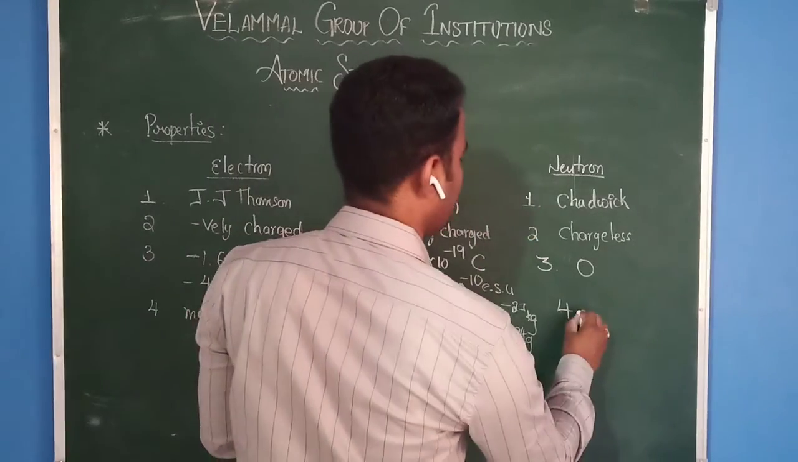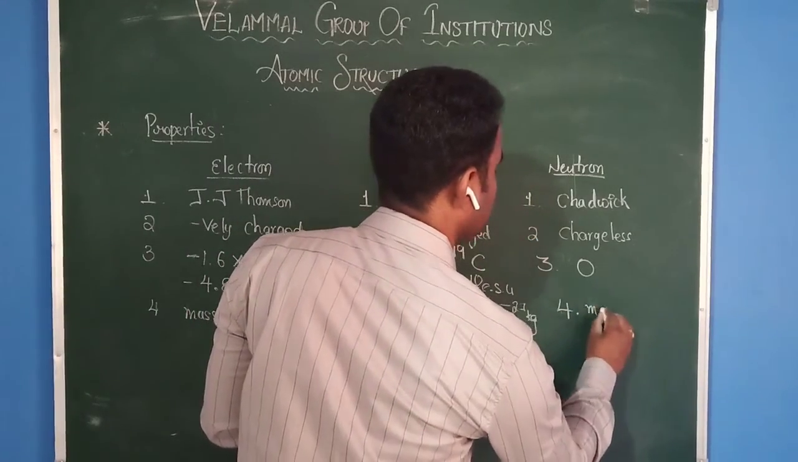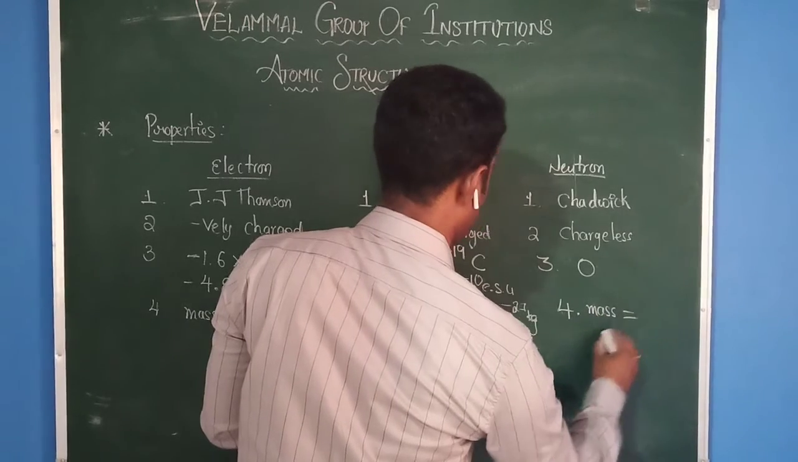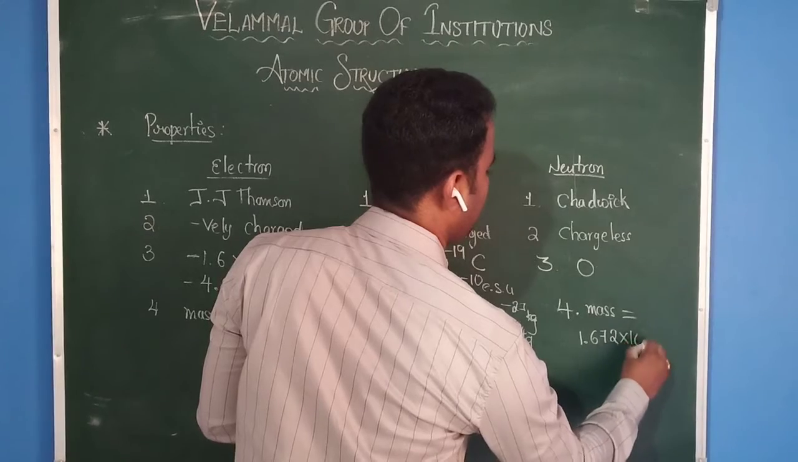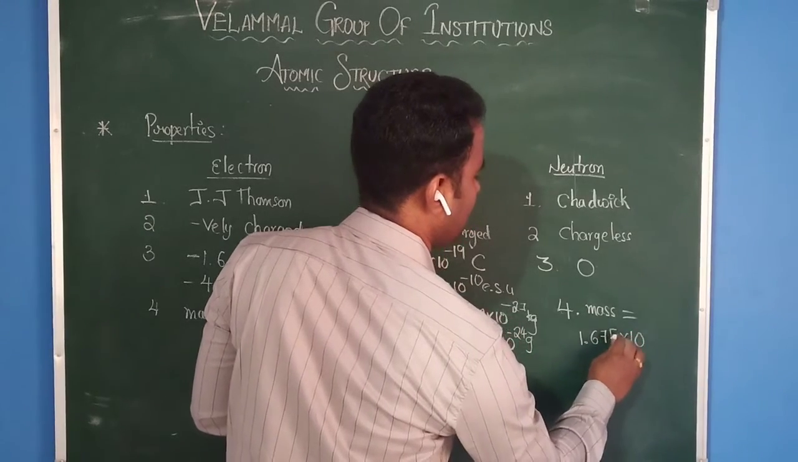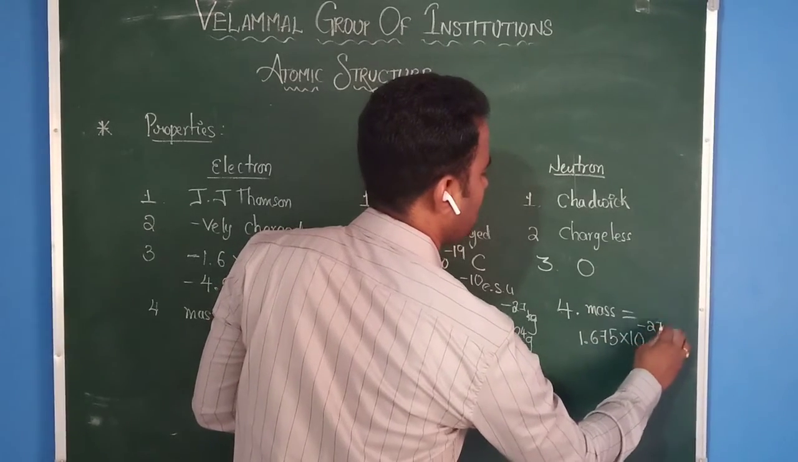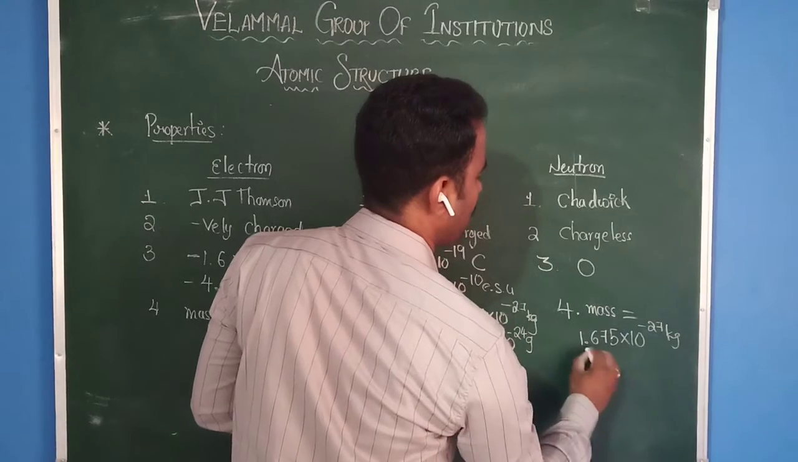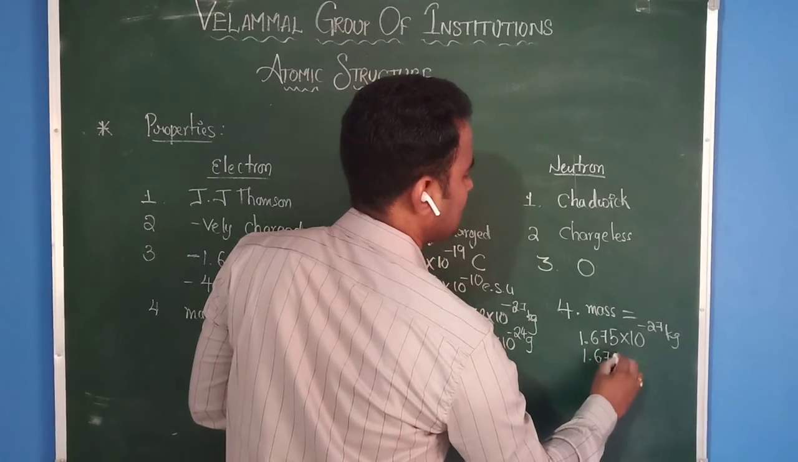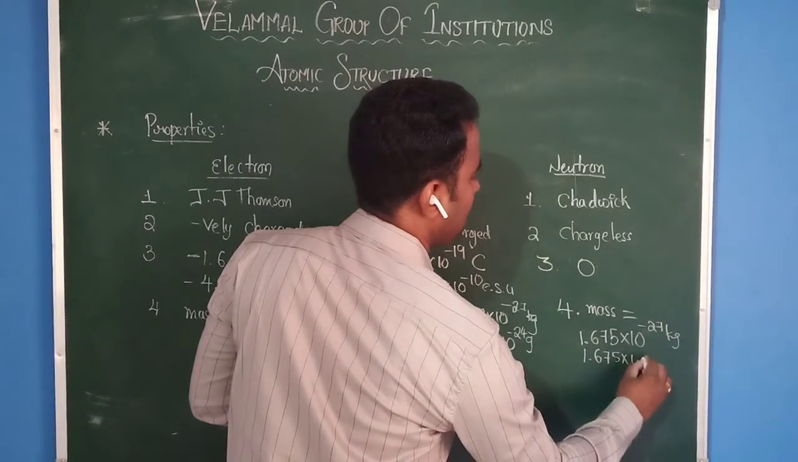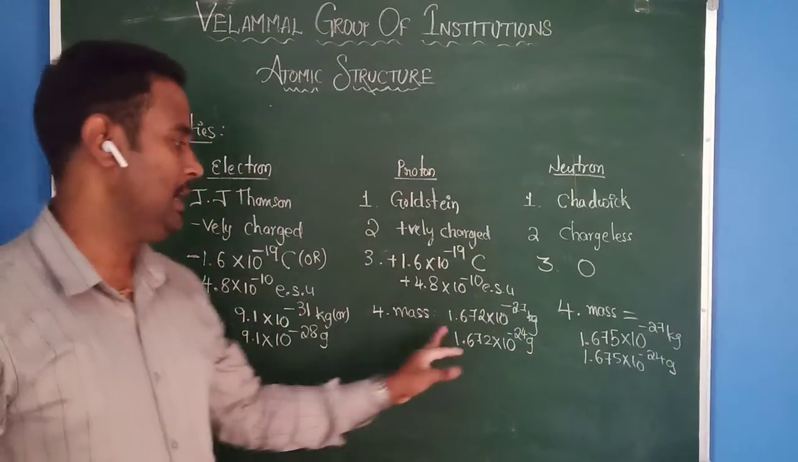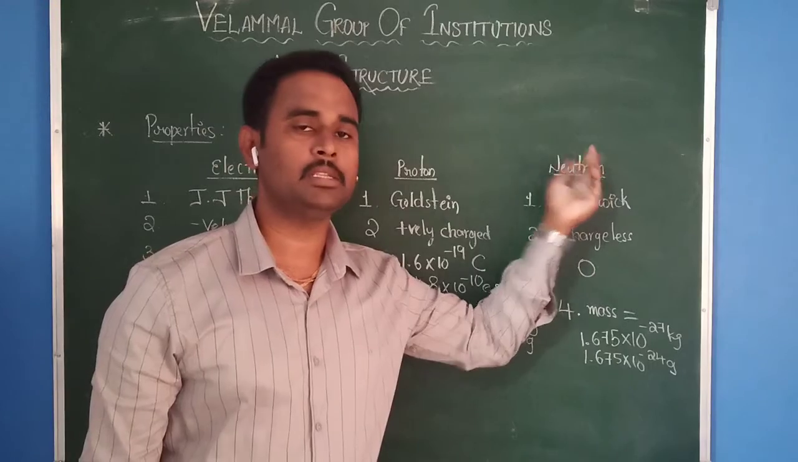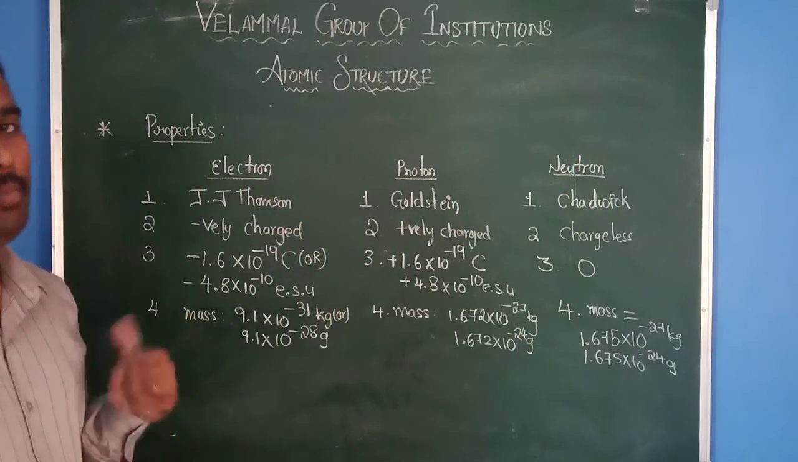That is mass equal to 1.675 into 10 power minus 27 kg or 1.675 into 10 power minus 24 grams. See, nearly equal, but which is having more mass? Neutron only having more mass.